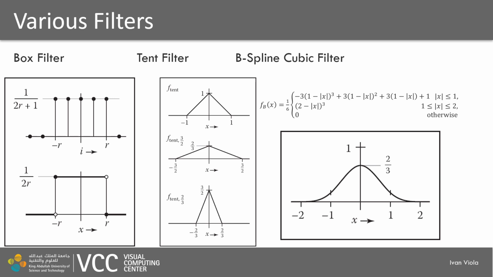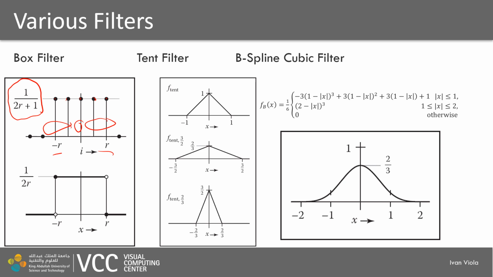In the discrete case, we had our box filter, whose value was defined between minus r and r, and its value was normalized so that the sum of its individual filter values is equal to 1. Therefore its value was 1 divided by 2r plus 1, because we have 2r plus 1 samples within this discrete filter representation.